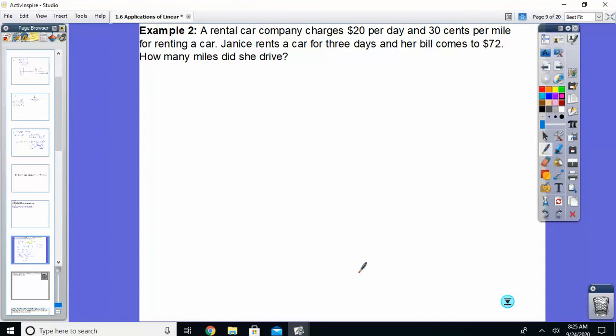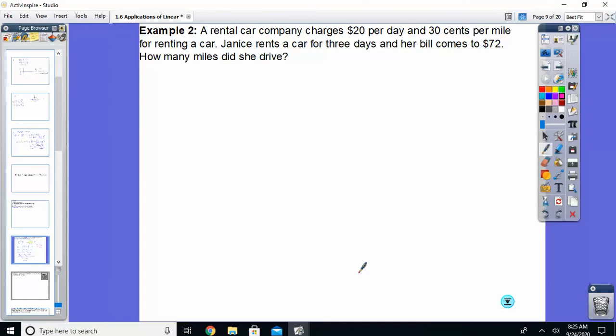A rental car company charges $20 per day and 30 cents per mile for renting a car. Janice rents a car for 3 days and her bill comes to $72. How many miles did she drive? So we've already established, if I just read the whole thing, we probably get to the end and have no idea what we just read and no idea where to start. Is that fair? So let's back up.